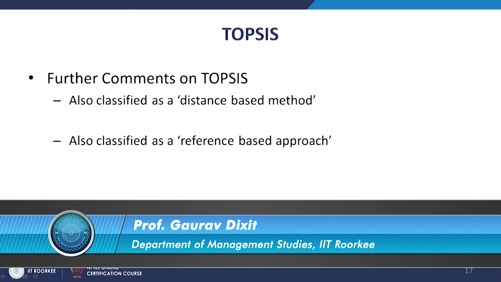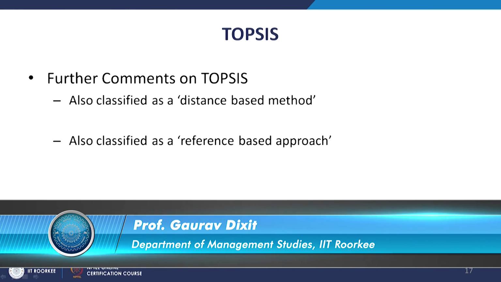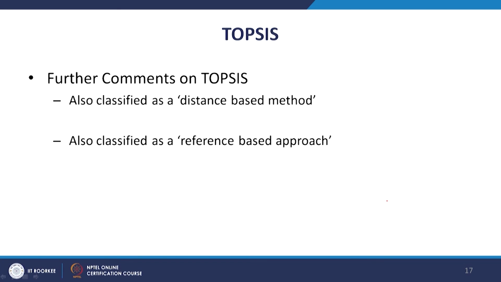Now, as I have talked about, this particular method is referred to as a distance based method because of the distance based metric that we used, and distance based computation being the main core of the way alternatives are ranked. Similarly, it is also referred to as a reference based approach, because these alternatives are being compared with respect to an ideal or anti-ideal scenario. So, in that sense this method is also called a reference based approach.